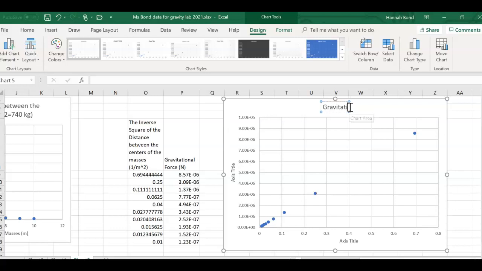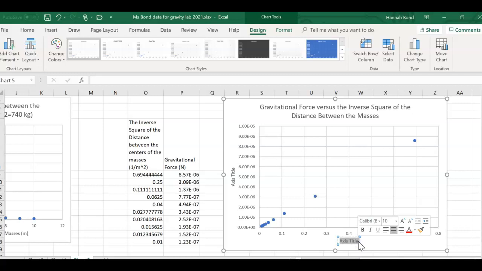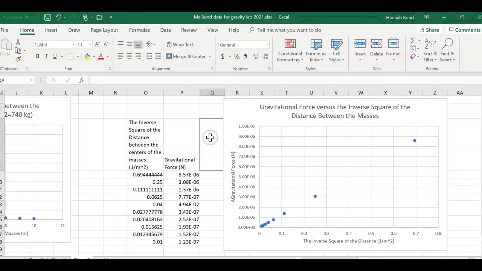So this is gravitational force versus the inverse square of the distance between the masses. And so now on the x-axis I have the inverse square of the distance, and that's in units of 1 divided by meters squared. And then I still have on the y-axis the gravitational force, which is measured in newtons.